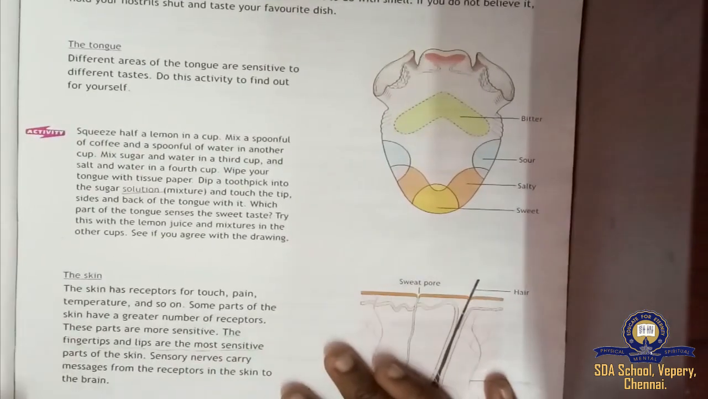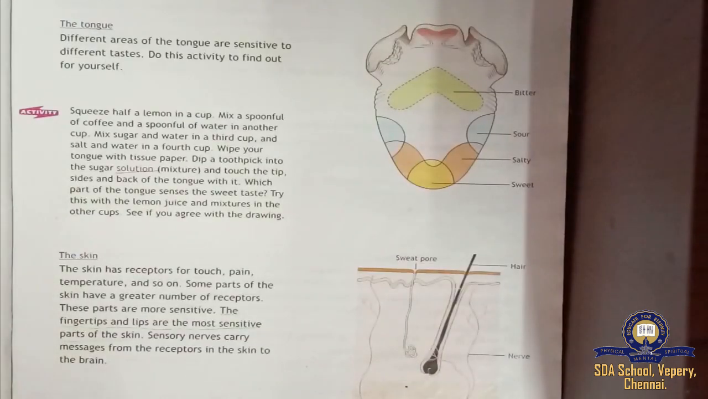And then we saw the tongue. Tongue means naak in Tamil. At the tip of the tongue you can feel sweet, a little back salty, and then further back sour. At the back of the tongue you can feel the bitter taste.